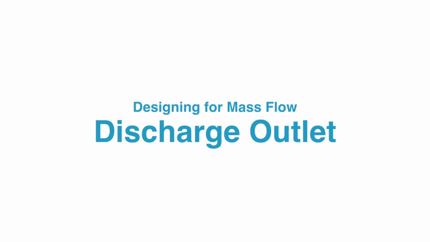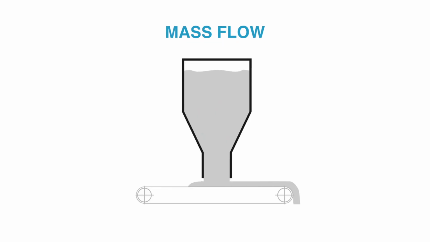Designing for mass flow discharge outlet. In summary, mass flow is our first in, first out flow pattern. With mass flow, the entire mass of material in the storage bin comes down as a single body. All of the material in the storage bin is in motion. And the indication that you have mass flow is that material is sliding on the bin walls.